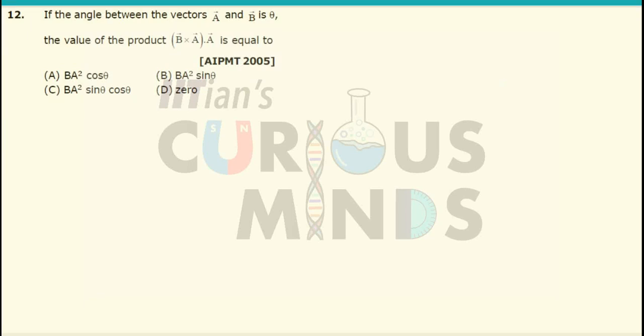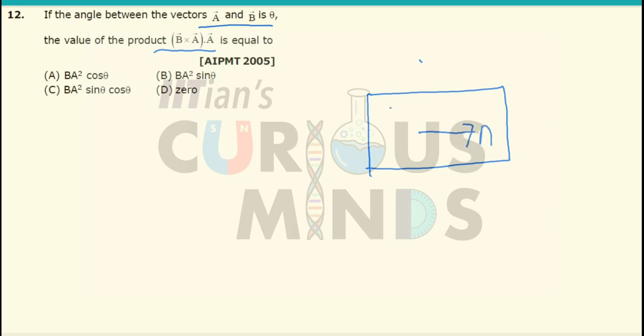If the angle between the vectors a vector and b vector is theta, the value of the product of b vector cross a vector dot a vector will be equal to. Now first of all, let me assume that there is a certain plane. Let me call this any given plane. Okay, let this be any given plane.